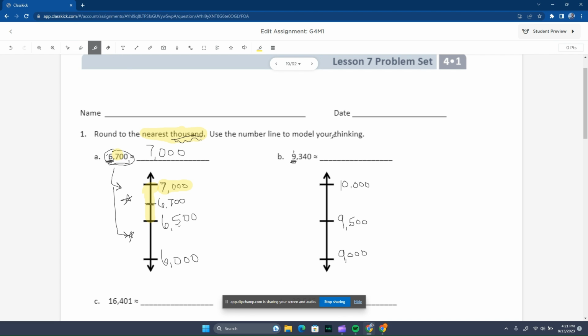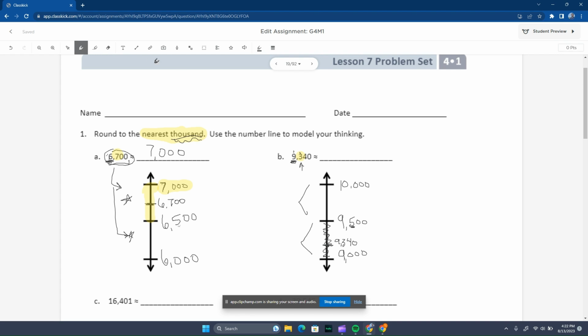So now we're going to come back over to our provided number, and we're going to look at our hundreds place. And that's going to help us determine whether we're in this section here or in this section here. So 9,000 and a 3 in the hundreds place. Well, a 3 in the hundreds place is less than this 5 in the hundreds place down here. So 9,340 would be in this section here, maybe about right there. So 9,340 would go here.